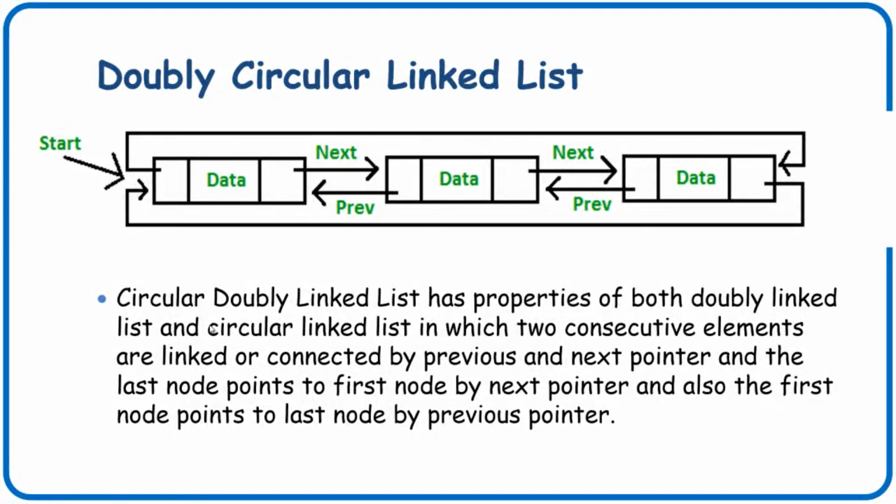In the case of doubly circular linked list, it has the properties of both doubly linked list and circular linked list. Here, 2 consecutive elements are connected by previous and next pointer, and the last node points to the first node by next pointer, and also the first node points to the last node by previous pointer. So this is the case of doubly circular linked list.